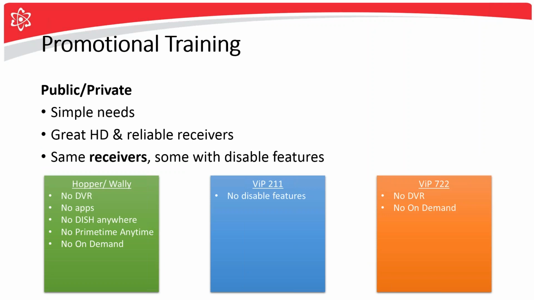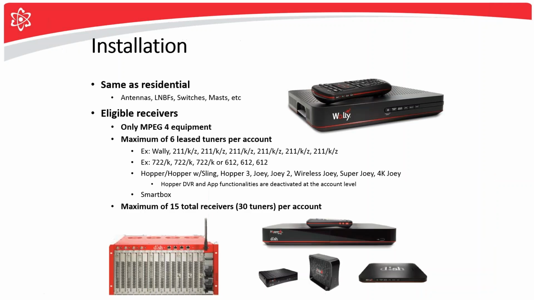Now keep in mind that with the receivers, you can have the same receivers, with some disabled features. We mentioned the DVR and the Primetime Anytime, the Dish Anywhere. Now with your 211, there will not be a difference in features. There are no disabled features. With your VIP 222 series, the difference will be the no DVR and the no on-demand content. Now the rest of the installation will be the same. You'll use the same antennas, same switches, LNBs, masts. It's going to be all the same product, so you don't need to keep a separate inventory for your commercial customers.